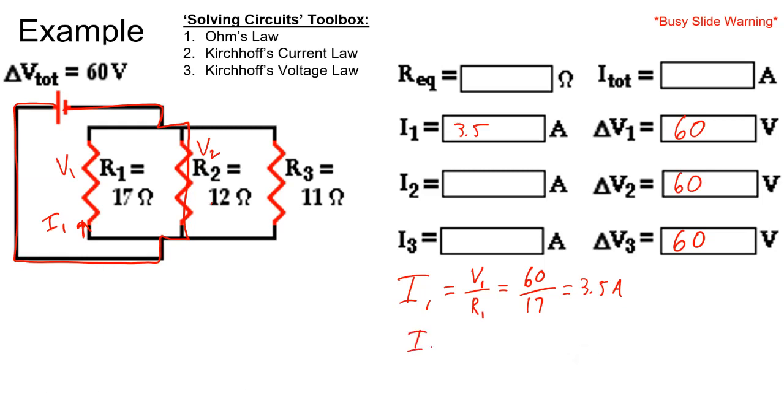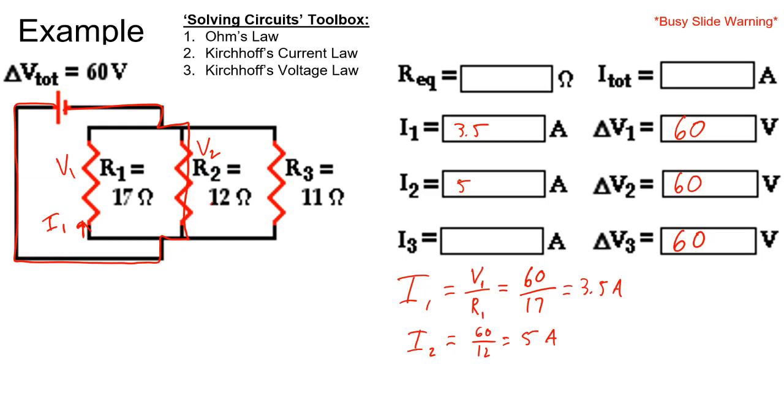Okay, we could do the same thing in branch number 2, just using our V2 divided by our R2, which would give us 5 amps through resistor number 2. Now I could do that again for resistor number 3, but I'm going to hold off just so that we can use Kirchhoff's current law in this question.